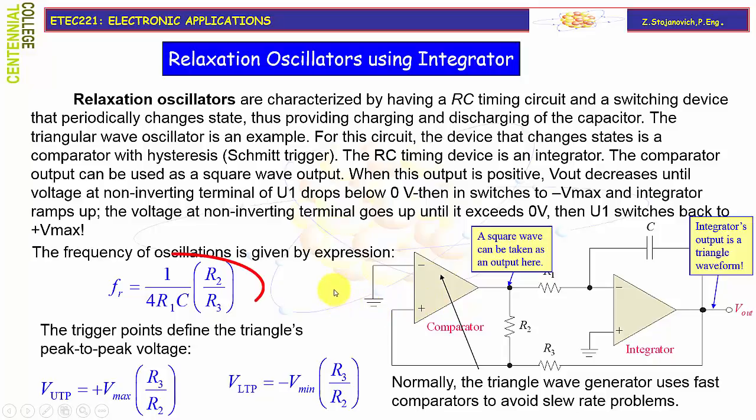The frequency of oscillation is given by the expression 1 over 4 R1 C, that's the time constant of the integrator, times the ratio R2 over R3. The trigger points define the triangle's peak-to-peak value and the frequency as well. So the upper threshold point will be Vmax times R3 over R2, and the lower threshold point will have the symmetrical negative value, minus Vmax times R3 over R2. To provide the best possible operation, normally a triangle wave generator uses fast comparators for this switching to avoid slew rate problems.